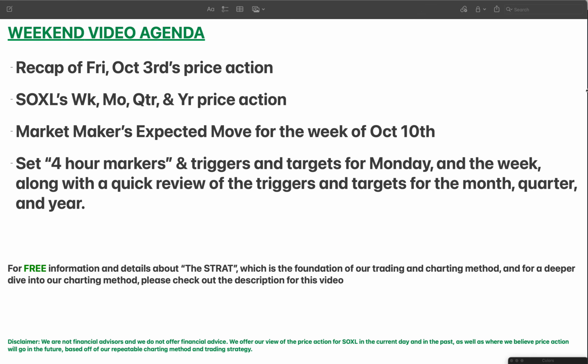Let's go ahead and look at this weekend video's agenda. First, we're going to recap Friday, October 3rd's price action. Then we'll zoom out to look at the week, month, quarter, and year. Then we'll take a look at the market maker's expected move for this coming week of October 10th. And we'll zoom back in to set our 4-hour markers and the triggers and targets for Monday and the week ahead, as well as a review of the triggers and targets for the month, the quarter, and year.